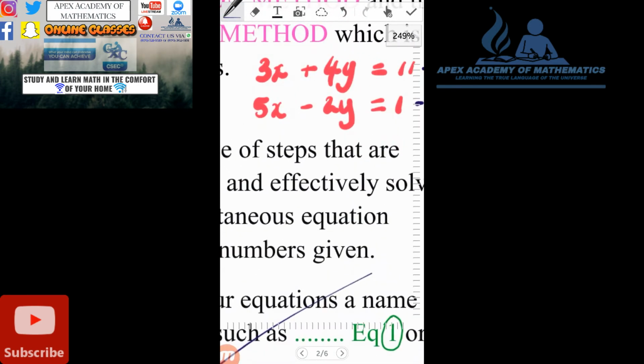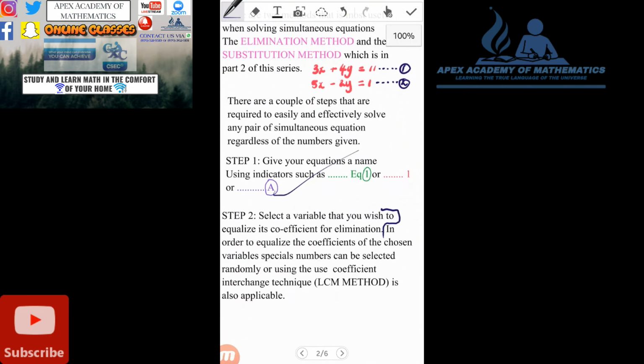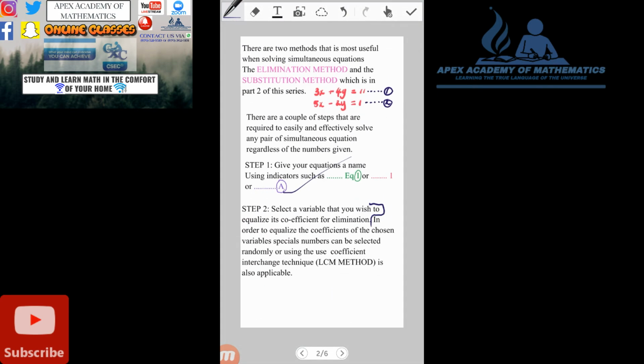You want to try to find a way to make the 4 and the 2 become the same number. Or if you choose the X to eliminate, you're going to choose a final number that you can make 3 and 5 become the same. Now, there's a couple of ways that you can actually do this. A lot of persons that are experienced will look at this and know exactly what number to choose.